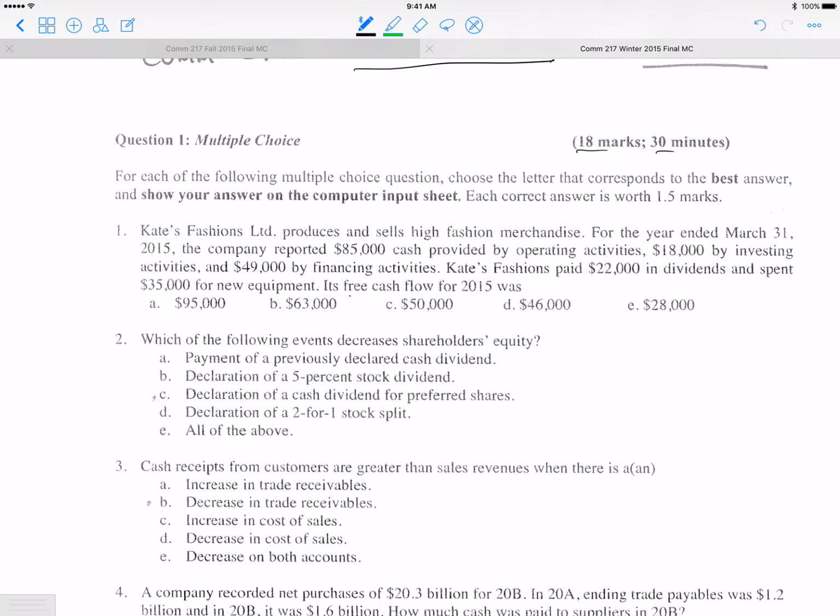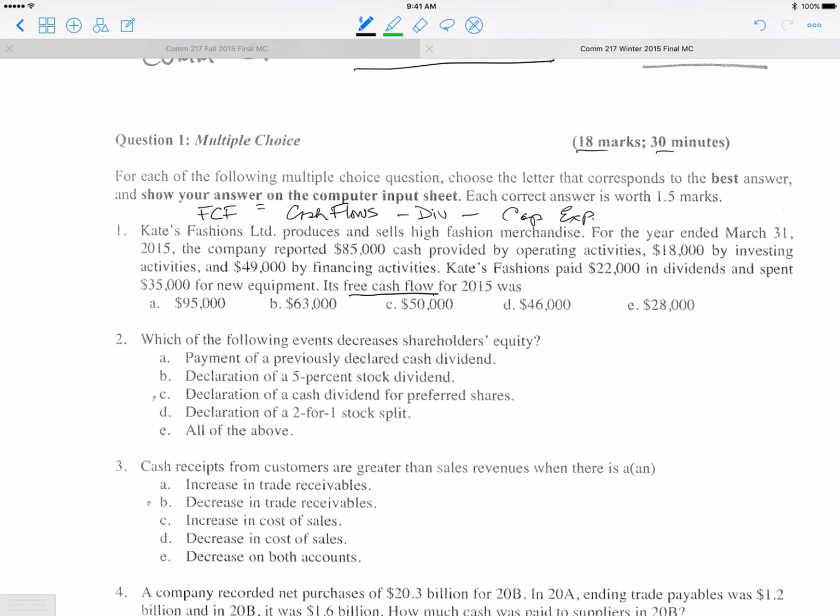This question tests your ability to compute what free cash flow is. So they give you some values, and you have to determine what the free cash flow is. So let's just remind ourselves of what the free cash flow is. Free cash flow is equal to cash flows overall minus your dividends minus your capital expenditures.